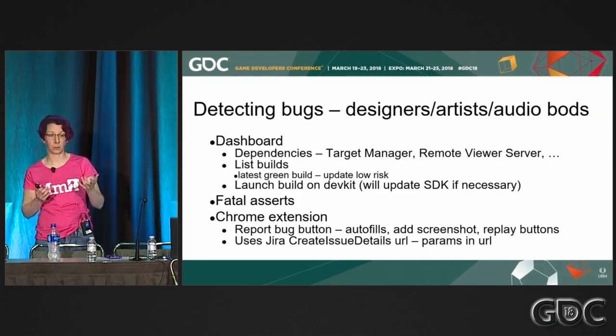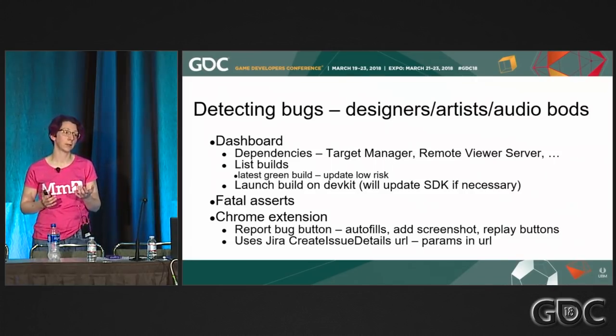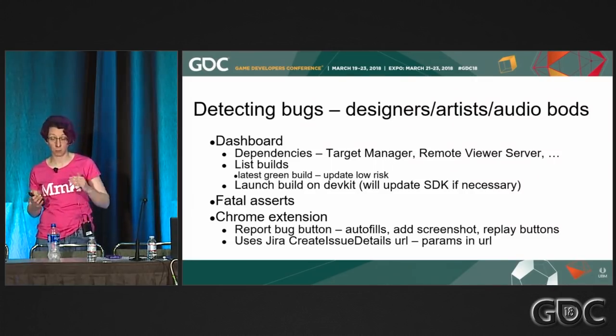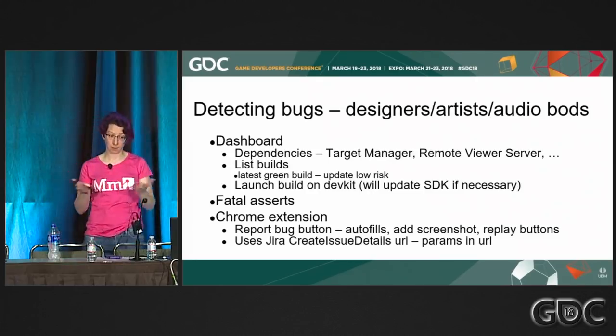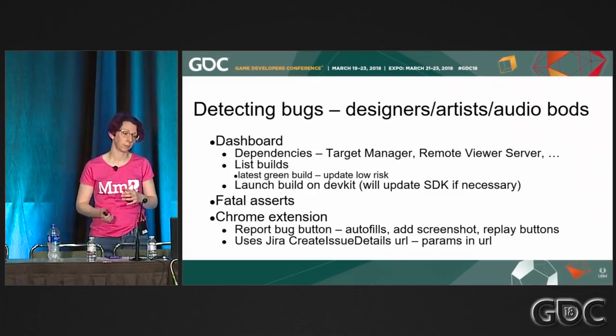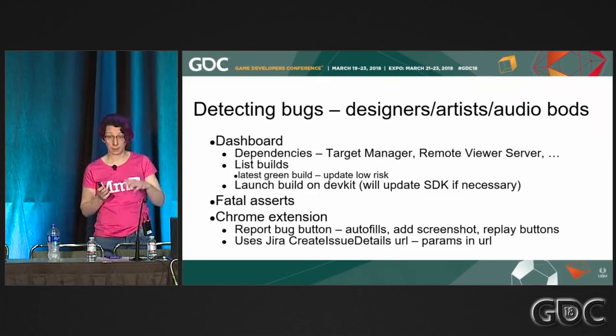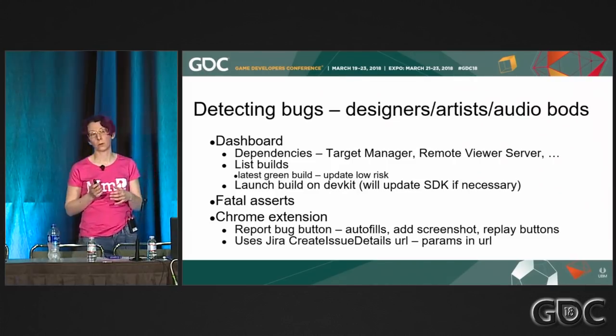And you can fill in build notes, so QA will fill in build notes, and you can see kind of what's broken. And there's a button that will update you to the latest green build, because we want everyone to be on the same build and on latest code. So we want to make it really easy for them to be on latest code. And finally, there's a button to launch that build on your dev kit.